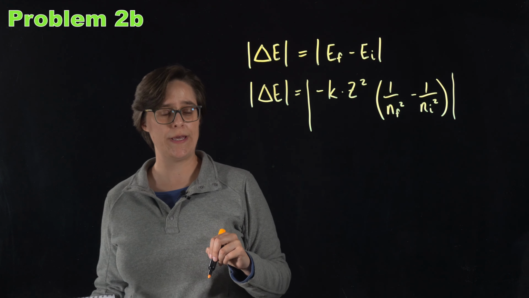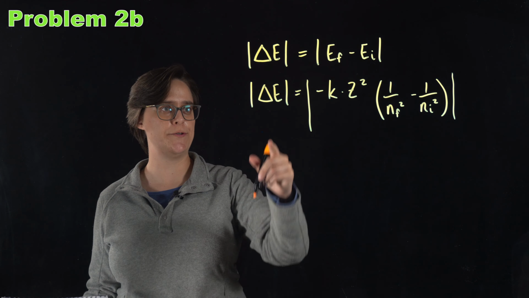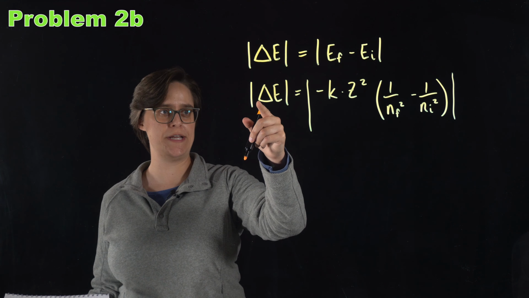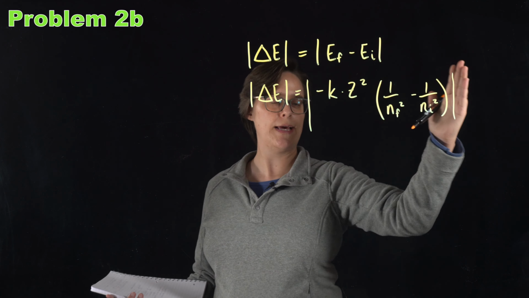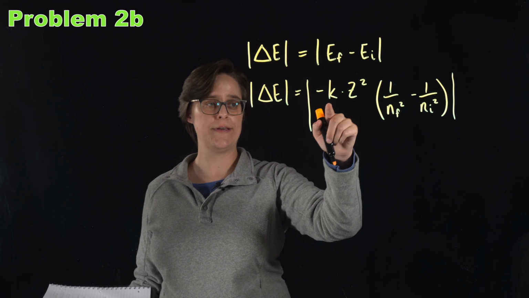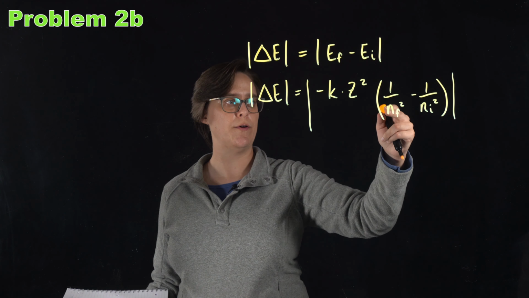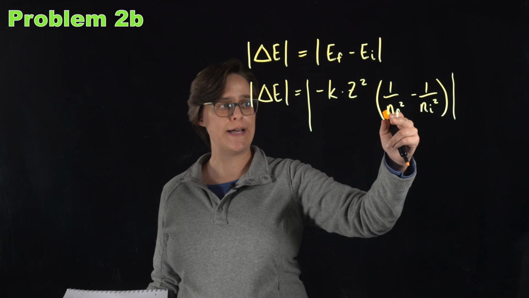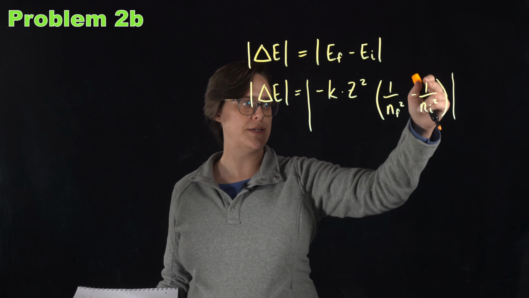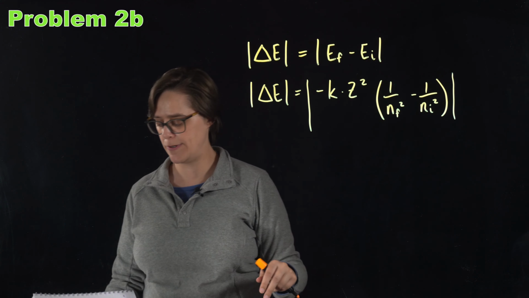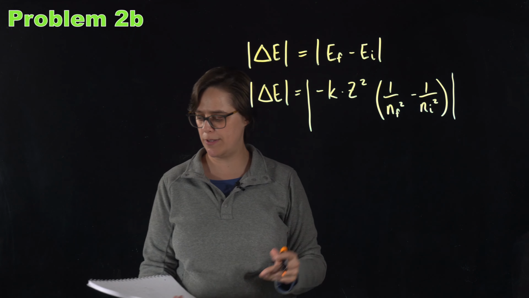And the equation that we come up with when we make that substitution is absolute value of change in energy is equal to the absolute value of negative k times Z squared in parentheses 1 over final orbital squared minus 1 over initial orbital squared. And from here, we can plug in our values.